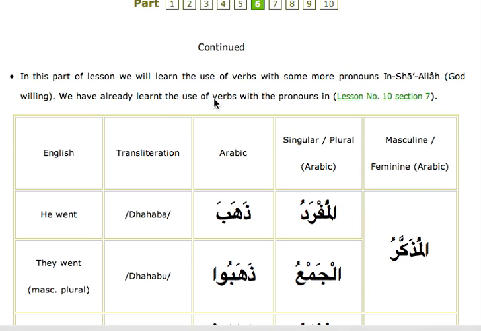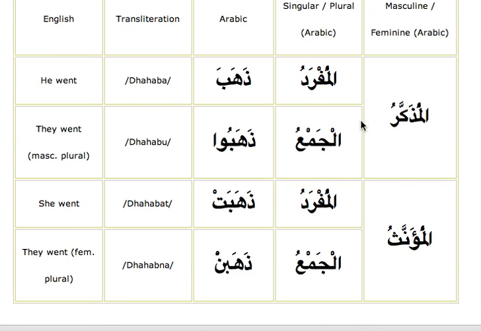We have already learned the use of verbs with the pronouns. Before. We have already learned before. What's going on here? Noun, verb. All right, I'll check on that later. All right, then inshallah, so let's do this.